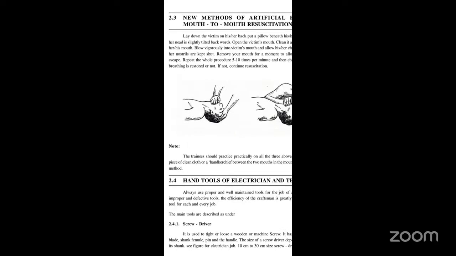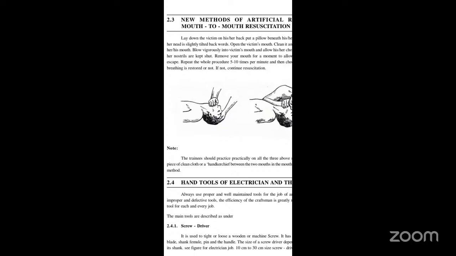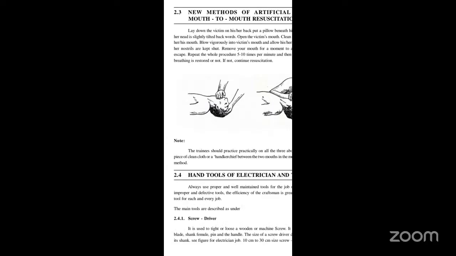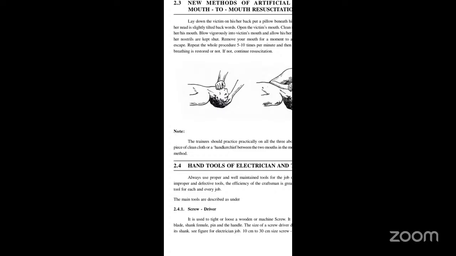Blow vigorously into the victim's mouth and allow the chest to expand while the nostrils are kept shut. Remove your mouth for a moment to allow the air to escape. Repeat the whole procedure 5 to 10 times per minute. We do this 5 to 10 times per minute, and then check whether normal breathing is restored or not. If not, continue resuscitation. Repeat the same procedure.